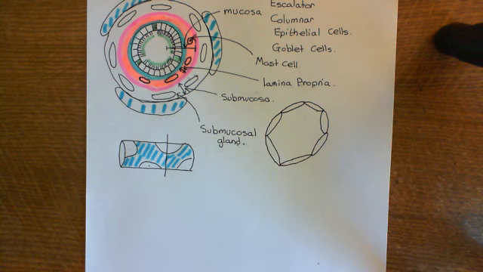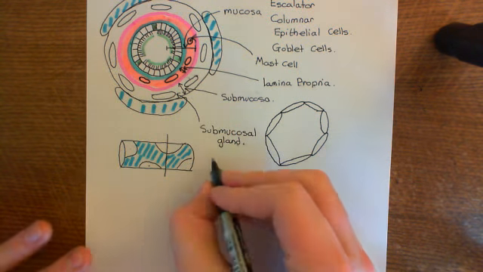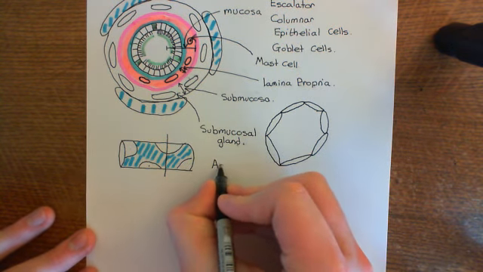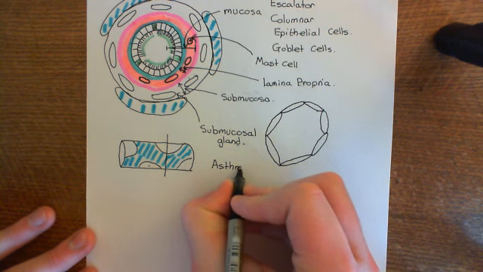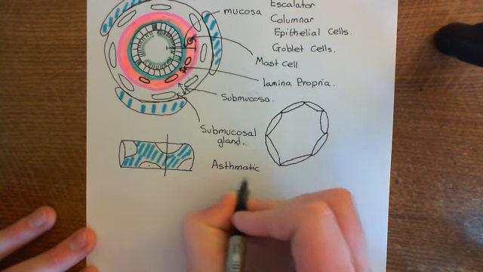Okay, and what it's characterized by is that you get recurrent, what are known as asthmatic attacks. So if you have asthma, from time to time you will get what's known as an asthmatic attack. Okay, and this is the characteristic symptom of asthma.